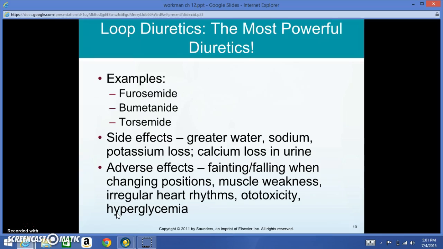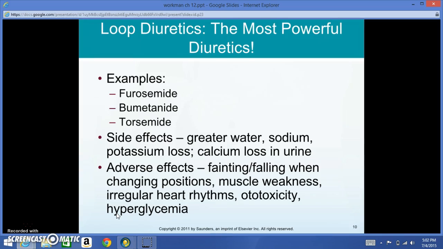Loop diuretics inhibit sodium reabsorption, and the difference between this and the others is that it also causes vasodilation. They use this not only with hypertension, but heart failure and nephrotic syndrome, or if a patient has any cerebral or pulmonary edema. Side effects are greater because it's a stronger drug: greater water, sodium, and potassium loss, and calcium loss in urine.